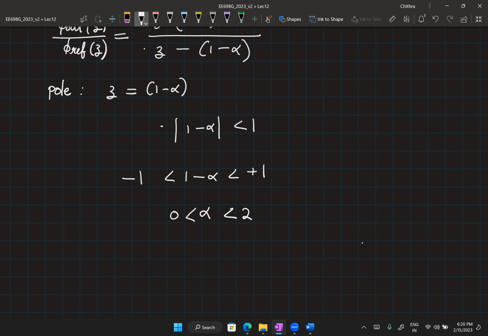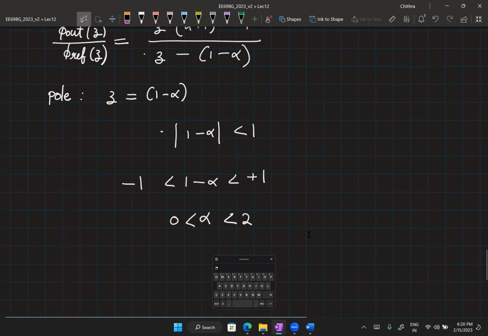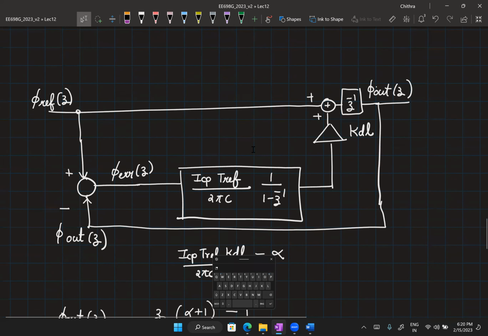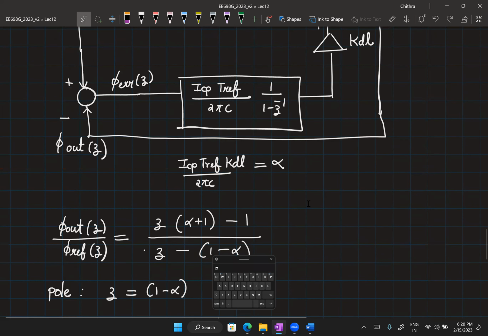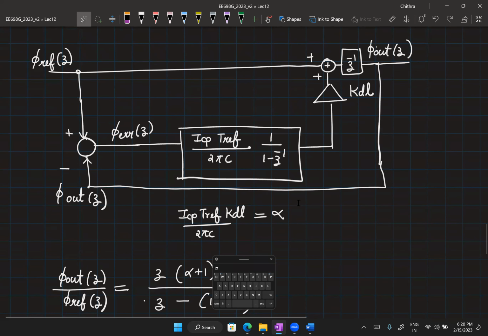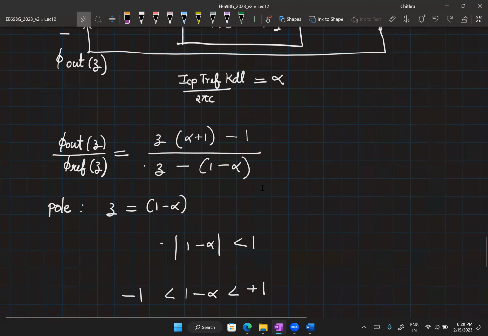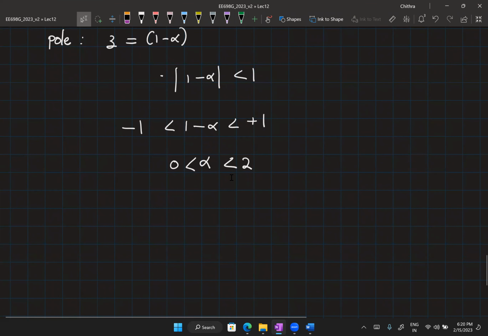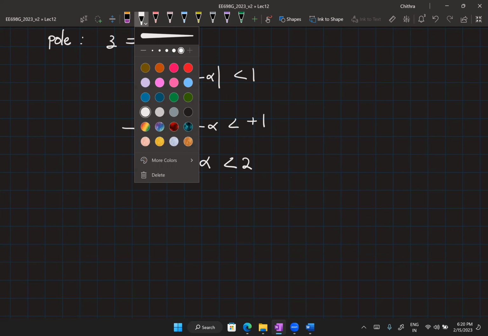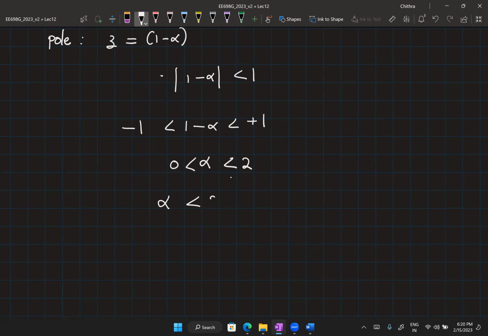Now alpha greater than 0 simply means that this quantity has to be positive. So that ensures negative feedback in the system. If that quantity becomes negative, your feedback becomes positive, right? So alpha greater than 0 simply ensures that the system is in negative feedback. Let's analyze the second condition, which is alpha lesser than 2.